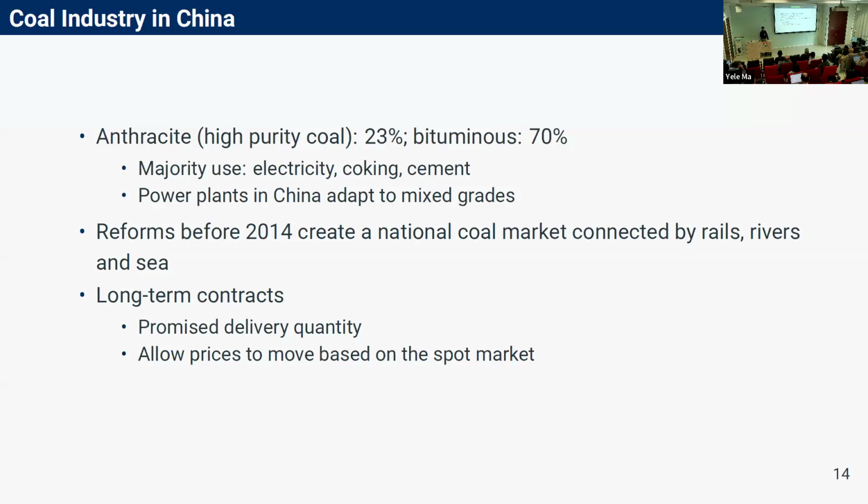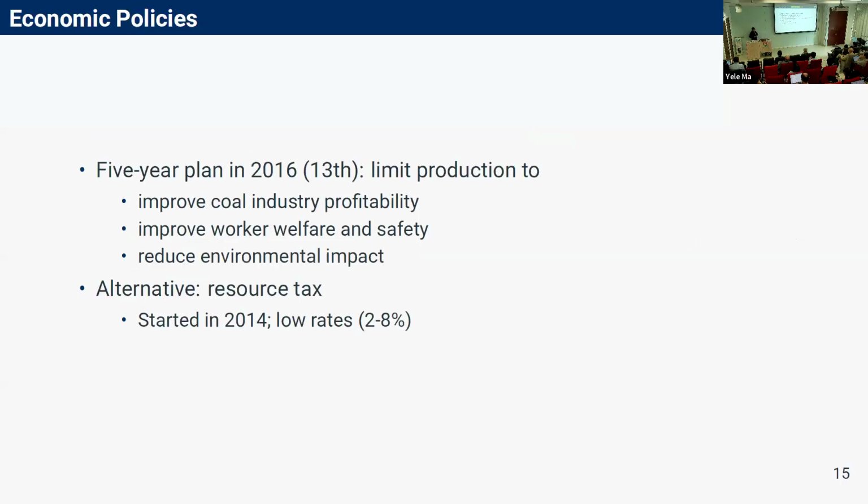We're going to think about China's coal market as a national market. The different provinces are connected by rails, rivers, and in the data, actually, we find the share of a province's coal shipped to another province is very stable. So a possible reason is they have contracts with the promised delivery quantity. So those features are taken into account in the model.